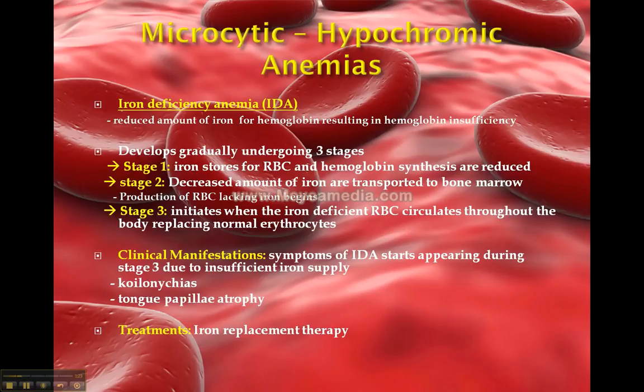Other than basic indications of anemia, IDA symptoms include koilonychia, which is spoon-shaped fingernails, and tongue papillae atrophy, which is just a red sore tongue. Treatments include iron supplement therapy, but before starting the therapy, elimination of sources of blood loss is necessary.